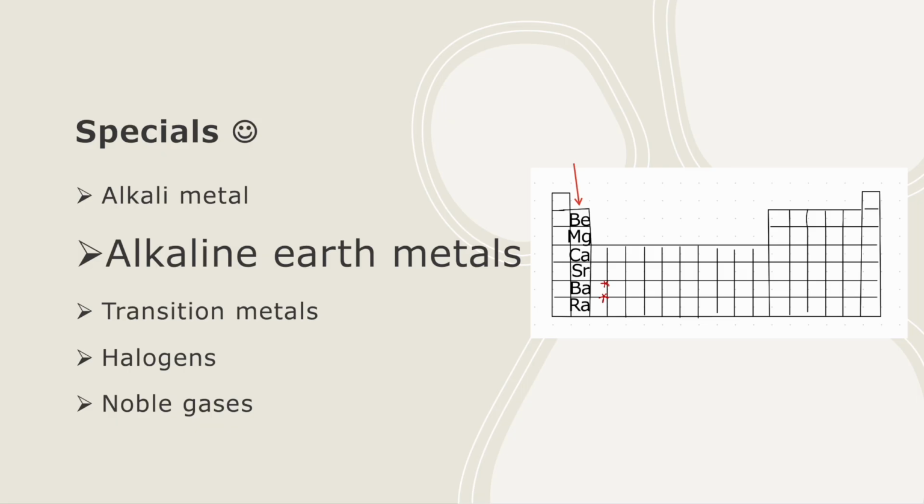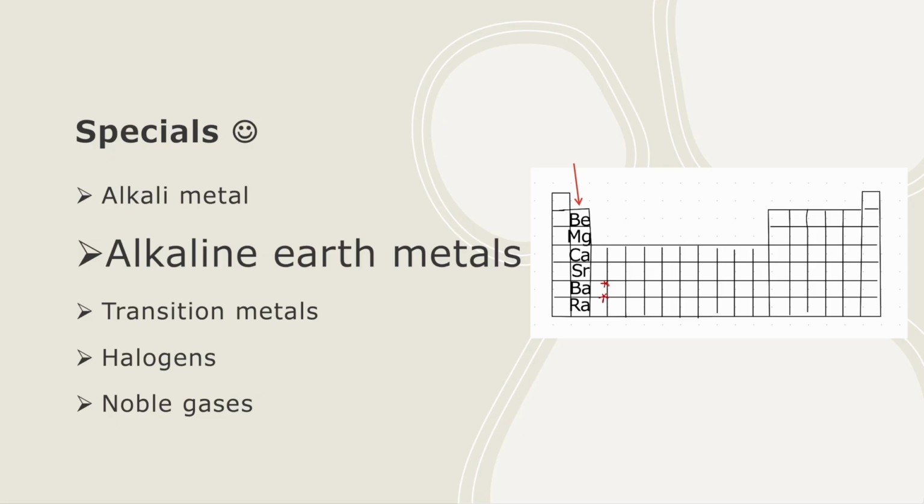They have 2 electrons in their outermost shell. They are reactive, but less so than alkali metals. They are harder and denser than them. They have higher melting and boiling points compared to alkali metals, and form basic or alkaline oxides and hydroxides when reacting with water. They are also good conductors of electricity and heat.